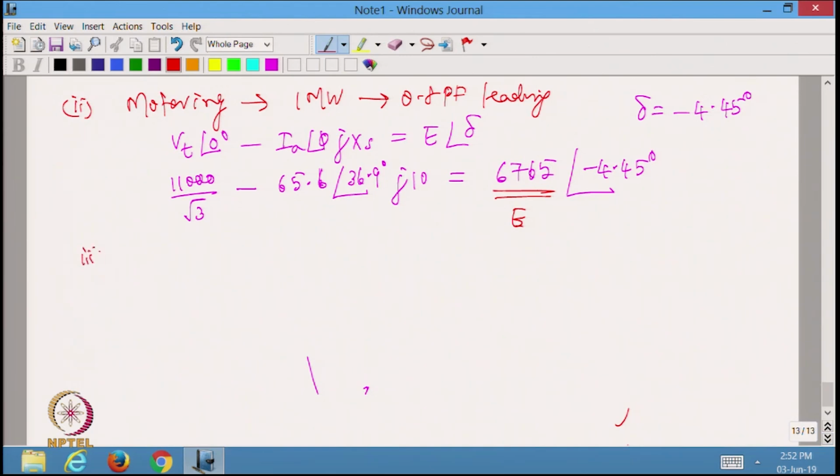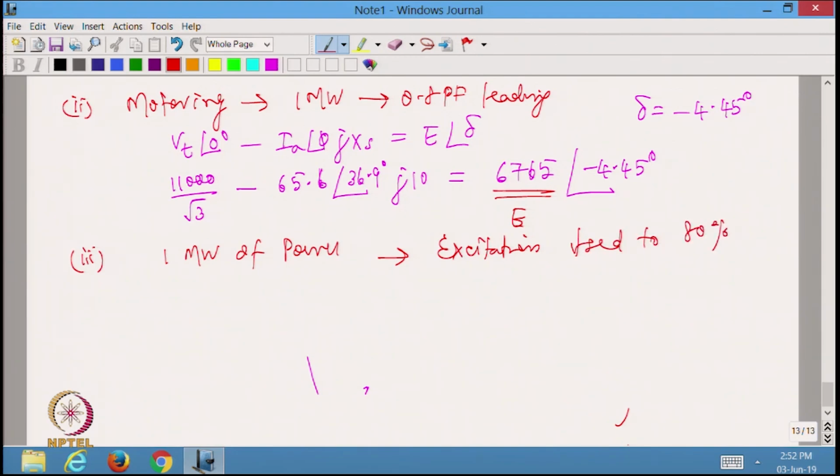In the third case, still we are going to have 1 megawatt of power, but excitation is decreased to 80%. Previously excitation was 100%. Now excitation is 80%. What is being asked is what is E, what is delta, what is the power factor, what is I. Everything is being asked.